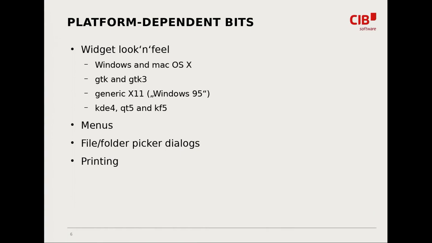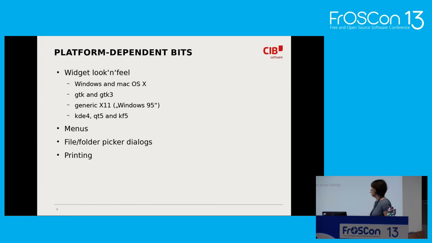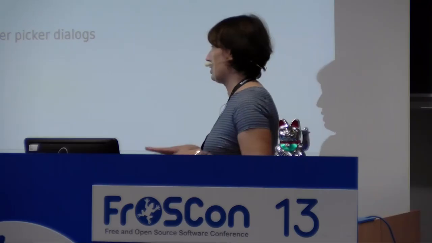So what kind of platform-dependent bits do we have in LibreOffice? First of all, there are those for Windows and Mac OS X. In Linux, the situation is a bit more diverse. There we have the legacy GTK and the newer GTK3 frontend for the GNOME desktop environment. Then we have the generic X11 frontend that looks like extra ugly Windows 95. And well, for a decade there was a KDE port, the KDE4 port for the KDE desktop environment, and less than a year old is Qt5 and KF5, which is what this talk is going to be about today.